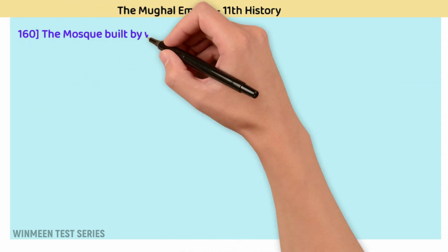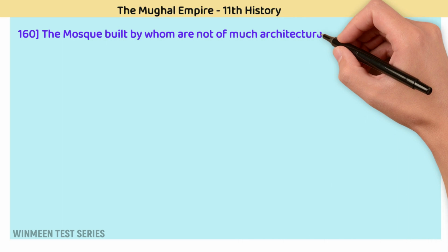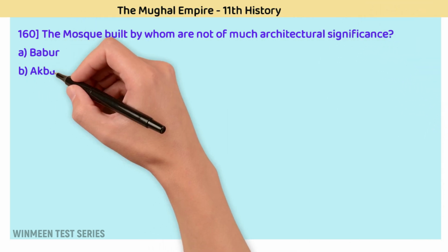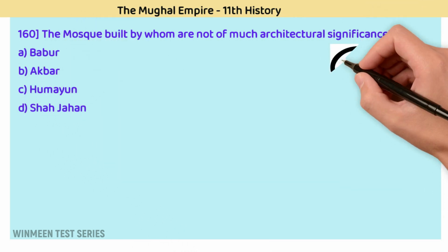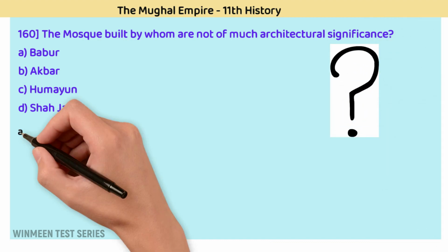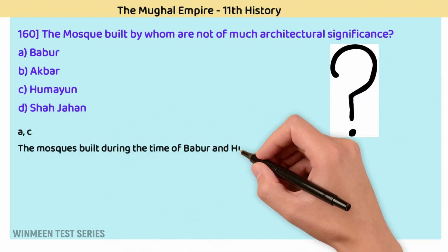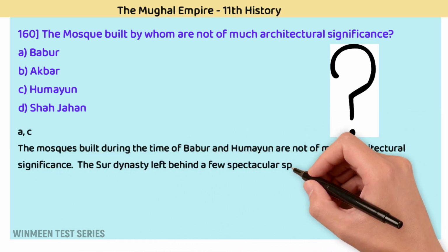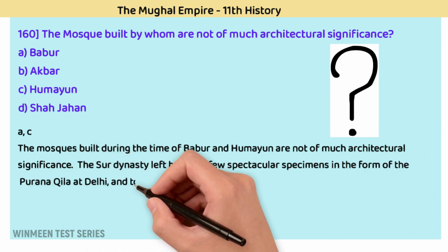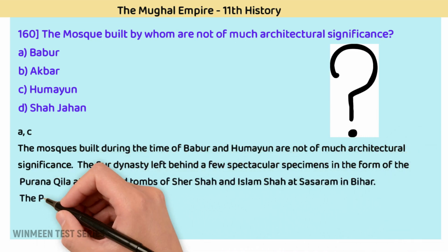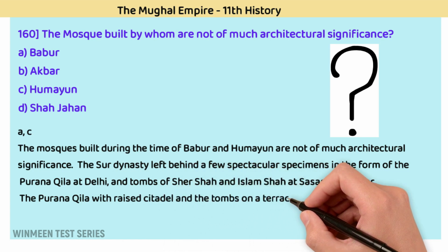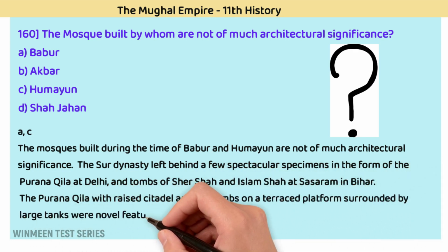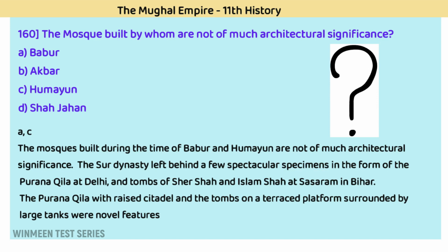Question number 160. The mosques built by whom are not of much architectural significance? Babur, Akbar, Humayun, Shah Jahan. The answer is Babur and Humayun. The mosques built during the time of Babur and Humayun are not of much architectural significance. The third dynasty left behind a few spectacular specimens in the form of Purana Killa at Delhi, and the tombs of Sher Shah and Islam Shah at Sasaram in Bihar. The Purana Killa with its rich raised citadel and the tombs on the terrace platform surrounded by large tanks were novel features.